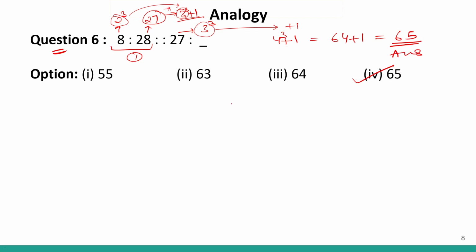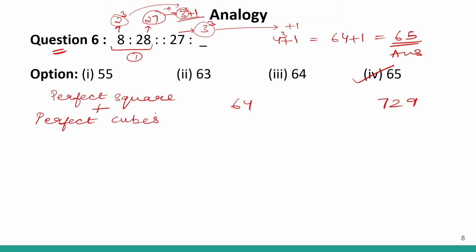Clear? There are two numbers, 64 and 729. These two numbers are both perfect square plus perfect cube. What do you mean by that? Basically, it means these numbers have both square roots and cube roots. That means 64 can be written as 8 square or it can be written as 4 cube. Similarly, 729 can be written as 27 square or it can be written as 9 cube. Okay, so this concept is also important to understand.